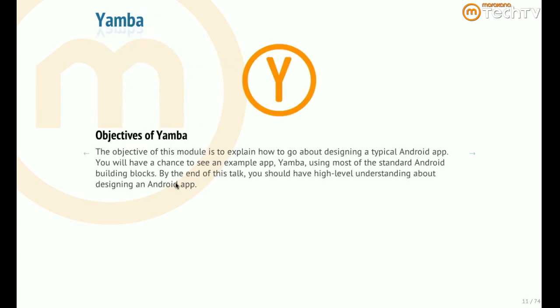I'm going to be using an example application in this presentation. We call it Yamba. It stands for Yet Another Microblogging App. Because we can't call it Twitter, right? It's a trademark. But basically it's a Twitter-like application. So I'll be using this application to explain how things work in Android. This proved to be a very good demo app over the years, and that's what my book is based on, and that's what we do all the training based on, and so on.